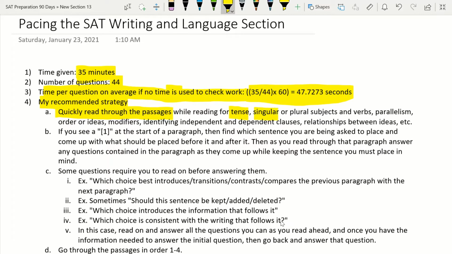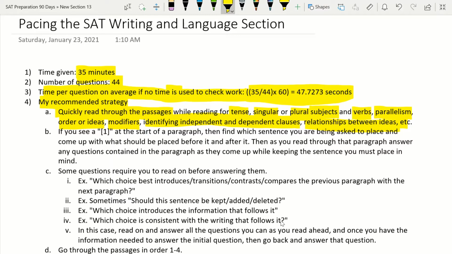You're reading for whether your subjects are singular or plural, and whether your verbs are singular or plural to match their subjects. You're reading to see if there's any parallelism. You're looking to identify the order of ideas, the order or sequence of events. You're looking at modifiers. You're looking at identifying independent and dependent clauses, the relationship between ideas, and things like that. So you're looking at more of the grammatical things and the way that the passage is structured as a whole, so the order of ideas, flow of information, things like that.